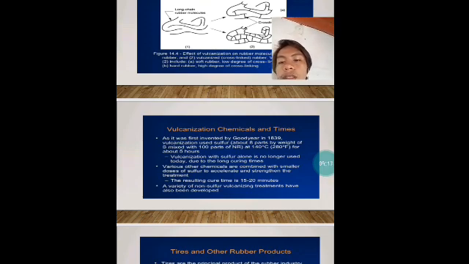Vulcanization with sulfur alone is no longer used today due to long curing time. So, tungod sa kadugay, giwala nilang sulfur. Various other chemicals are combined with smaller doses of sulfur to accelerate and strengthen the treatment. So, nakakita sila nga pamaagi, parang paspas. The resulting cure time is 15 to 20 minutes. A variety of non-sulfur vulcanizing treatments have also been developed.